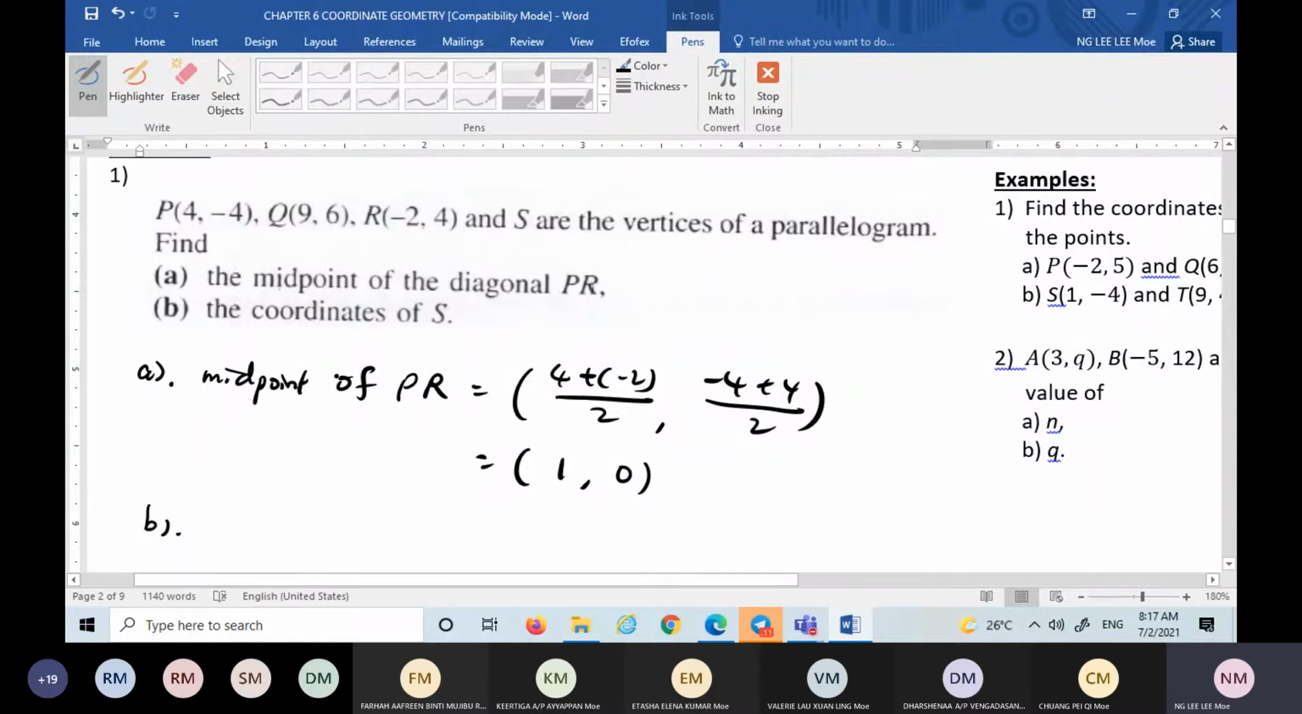The midpoint of PR, the diagonal, is the same as the midpoint of QS, the other diagonal. So you can write: midpoint of QS is equal to midpoint of PR.